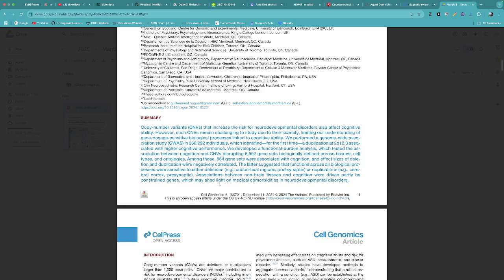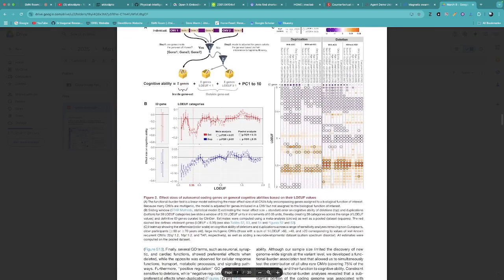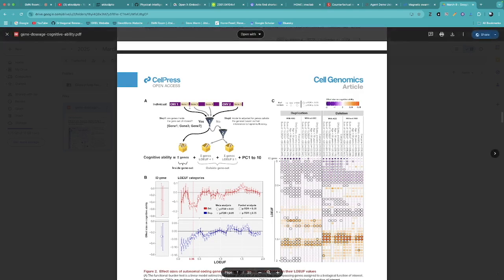Among these, 864 gene sets were associated with cognition, and effect sizes of deletion and duplication were negatively correlated. So this is where they had the scale. The latter suggested that functions across all biological processes were sensitive to either deletions, so this is the subcortical regions and postsynaptic related genes or processes, or duplications, cerebral cortex presynaptic processes. So we have deletions and duplications being associated with different things going on in the brain. Associations between non-brain tissues and cognition were driven partly by constrained genes, which may shed light on medical comorbidities in neurodevelopmental disorders. So it's a nice study, goes over a lot of technical stuff that I'm not going to get into, but this is an interesting link between genomics and cognition, and some of the things that are driving the evolution of cognition and developmental disorders.